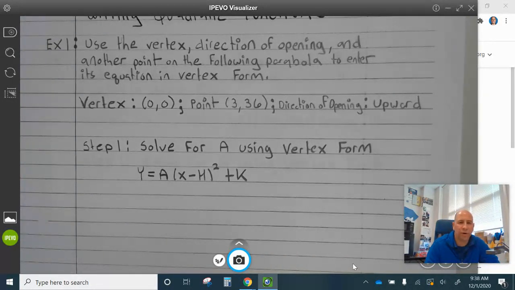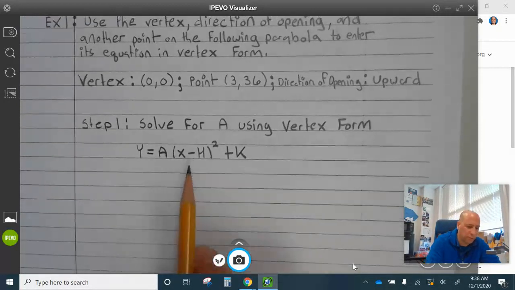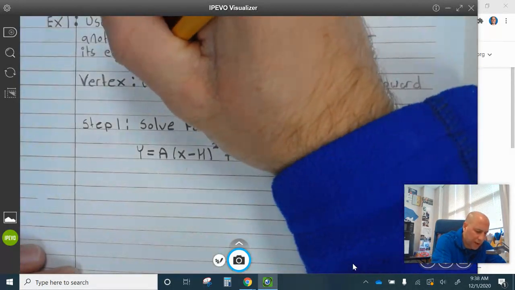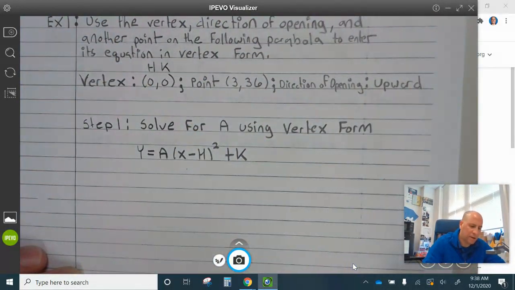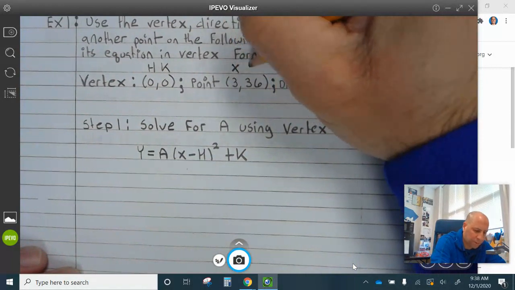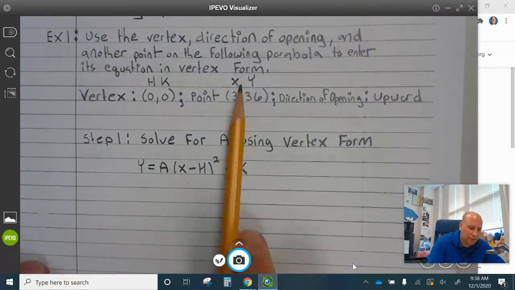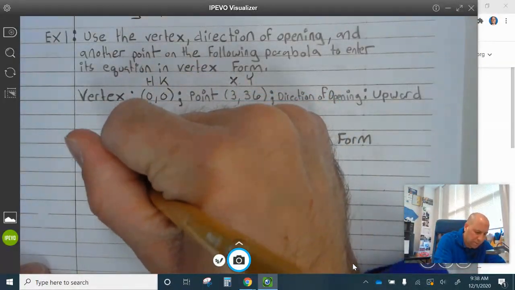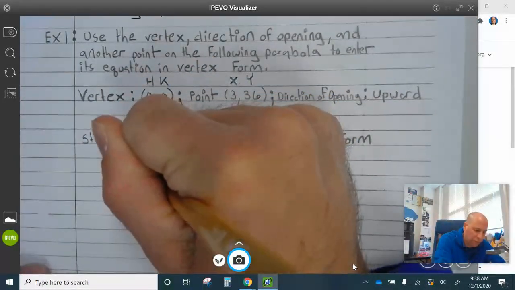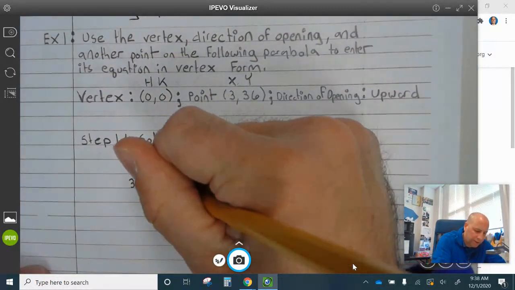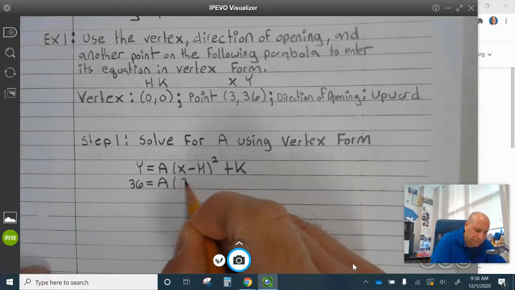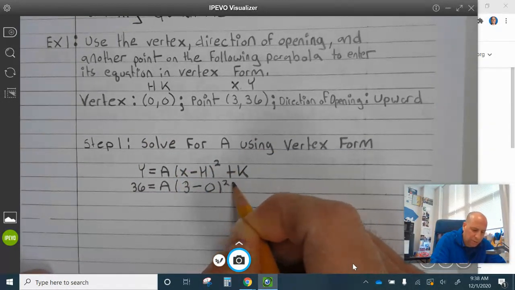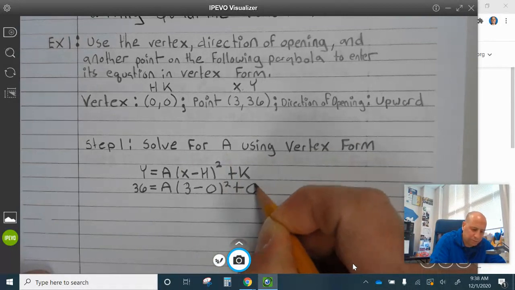Okay, so step 1, solve for a using vertex form. So this is vertex form right here. Okay, so the vertex is h, k, and the point is x, y. So we need to substitute these values into the equation. So first off, y is 36. So 36 equals a, we don't know, that's what we're solving for. x is 3 minus h, which is 0, squared, plus k, which is 0.